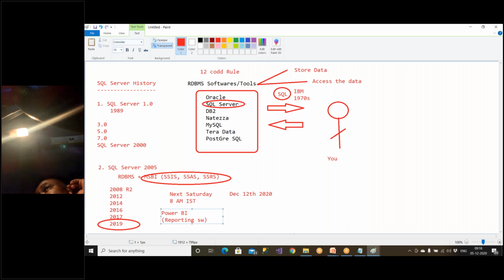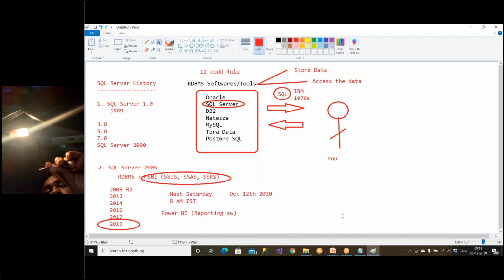Many people think that MSBI is gone and Power BI is completely replacing MSBI. It's not like that. MSBI is traditional BI software, and Power BI is a reporting software, a small software only for visualization and reporting purposes. So this is for the data analytics purpose.